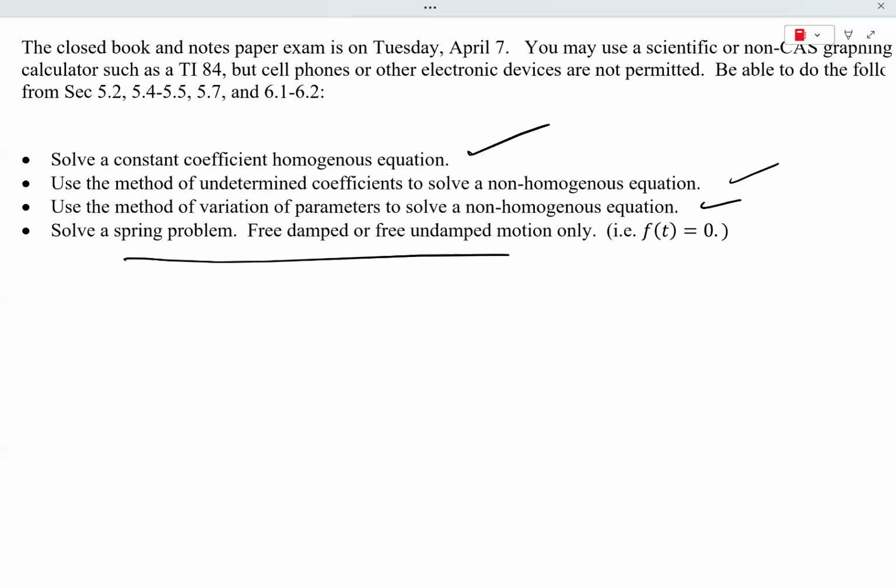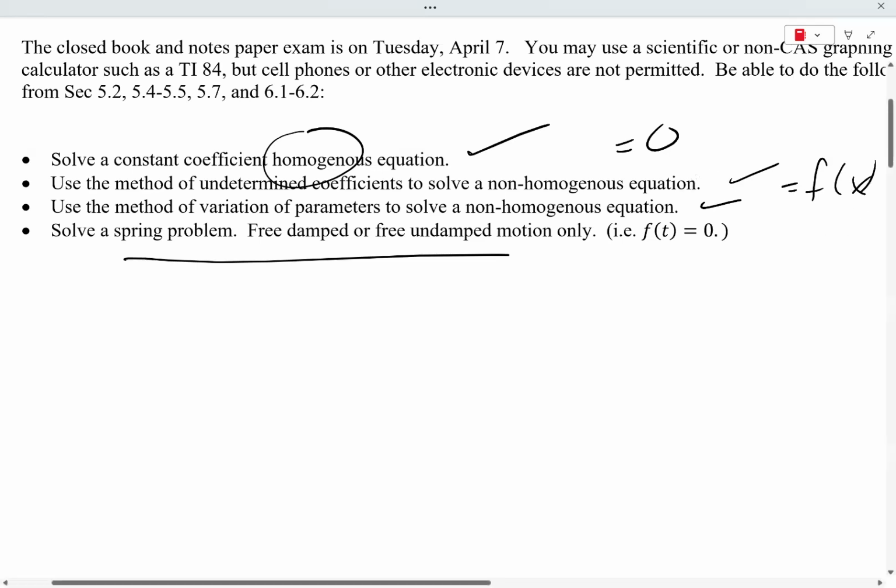For the constant coefficients, that's where you have the equation equal to 0. The homogeneous, right, it's equal to 0. And then on these two, you have an f of x on the right side, non-homogeneous. So these are for these two things here. And then also a spring problem, something like that.